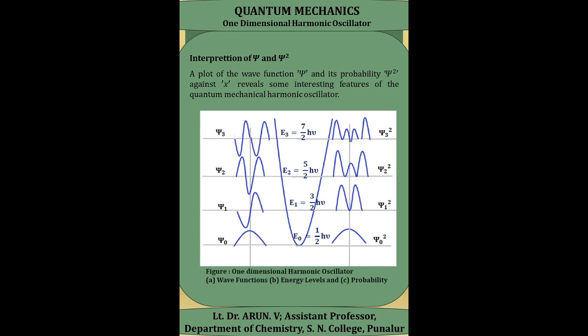Next, we have to interpret the wave function psi and its probability psi square in the case of a particle which exhibits one-dimensional harmonic oscillation. A plot of the wave function psi and its probability against x gives the following curve. Here, the first one represents the wave function plot, the second one represents the general feature of the harmonic oscillatory motion, and the third one is the probability plot.